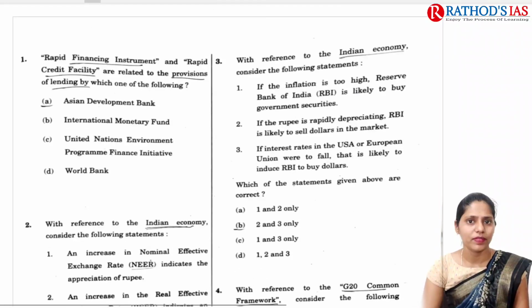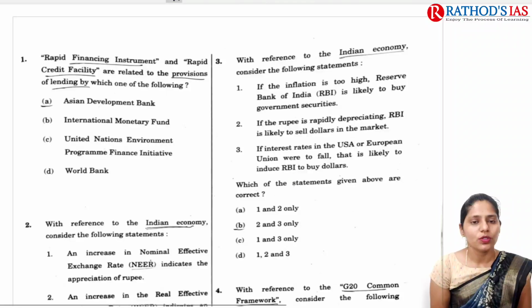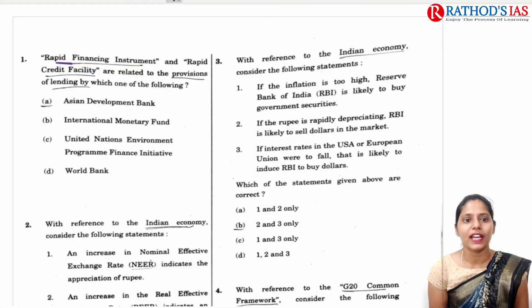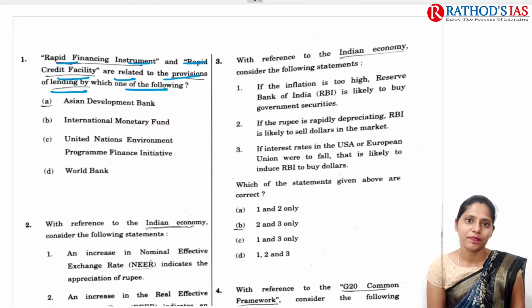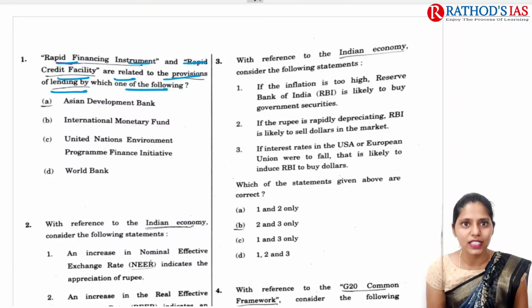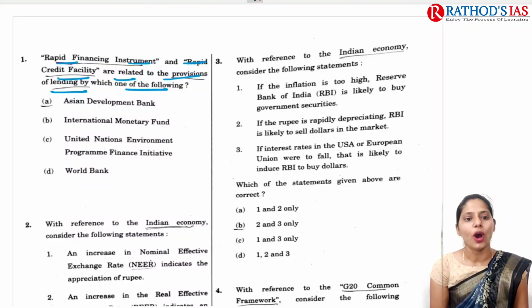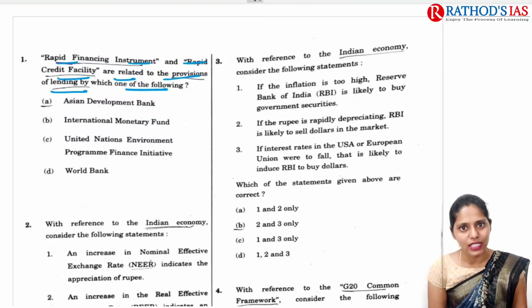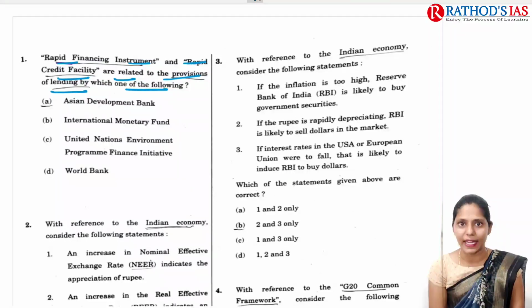So this is a setting. The first question here is: rapid financing instrument and rapid credit facility are related to the provisions of lending by which of the following? Option A is Asian Development Bank. Option B is IMF, that is International Monetary Fund. Option C is United Nations Environment Program Finance Initiative, and the next one, option D, is World Bank.